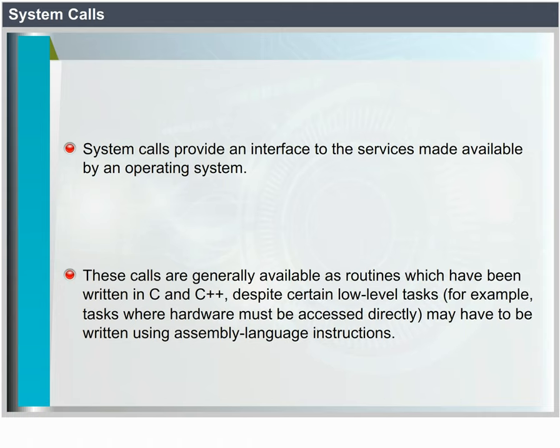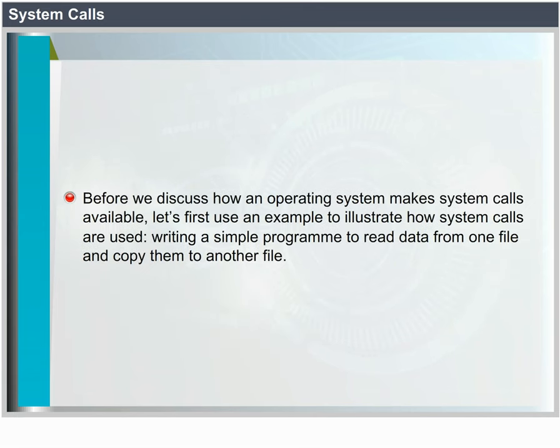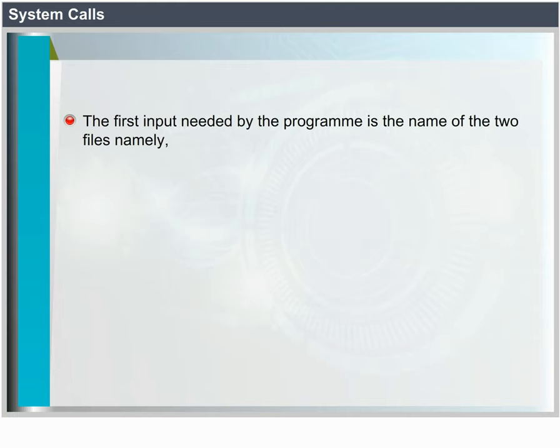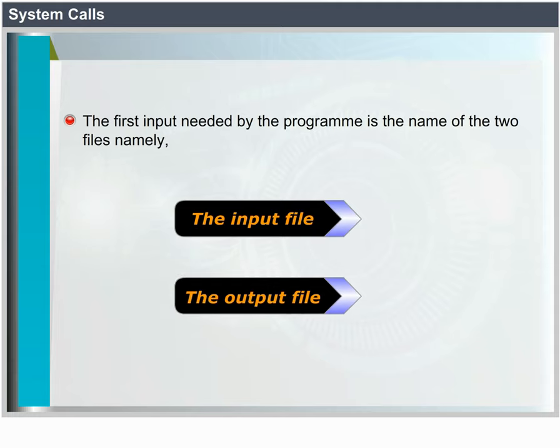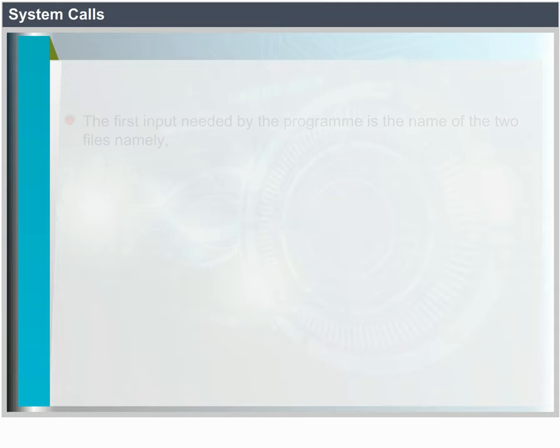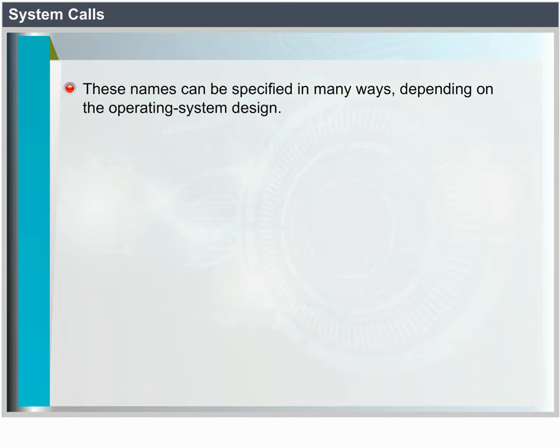Before we discuss how an operating system makes system calls available, let's first use an example to illustrate how system calls are used: writing a simple program to read data from one file and copy them to another file. The first input that the program will need is the names of the two files, the input file and the output file. These names can be specified in many ways, depending on the operating system design. One approach is for the program to ask the user for the names.